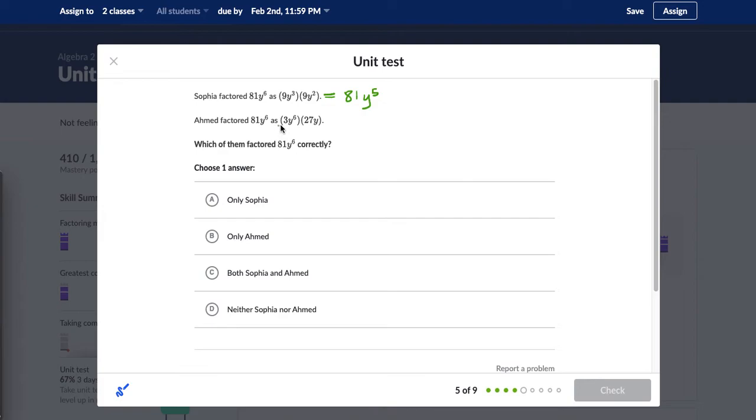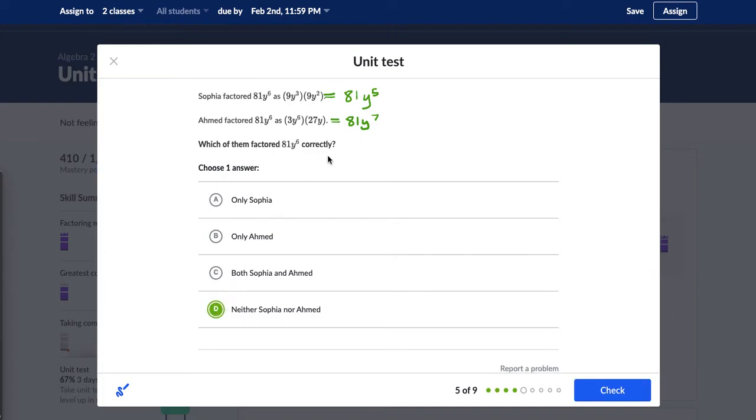Ahmed factored it as 3y to the 6 times 27y. Okay, well, 3 times 27 is indeed 81. However, y to the 6 times y is y to the 7th. So we've got an error there as well. So neither of them have factored this correctly.